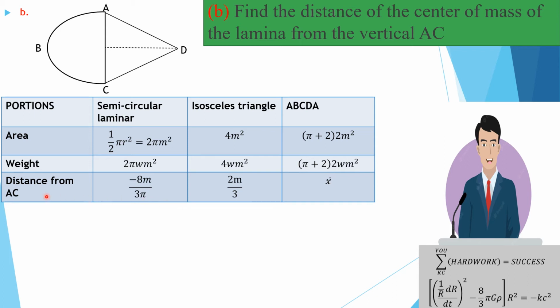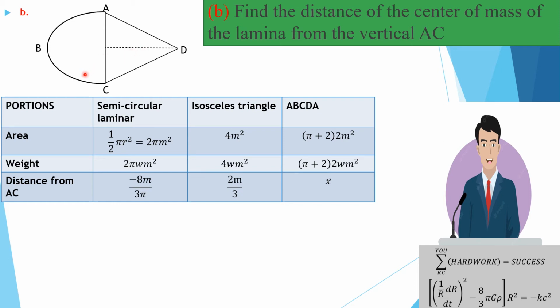So if you want to look at the distance from AC, you also have to study the distances from AC of each of those regions, right? So for this semicircular lamina, you study its distance from AC. So you look at our AC here. You realize that this AC is at O, right? It's like this is our reference axis. So to the left of it is going to be a negative displacement. To the right of it is going to be a positive displacement.